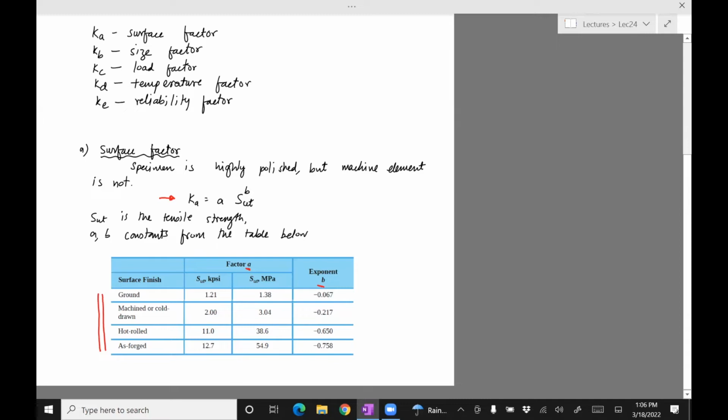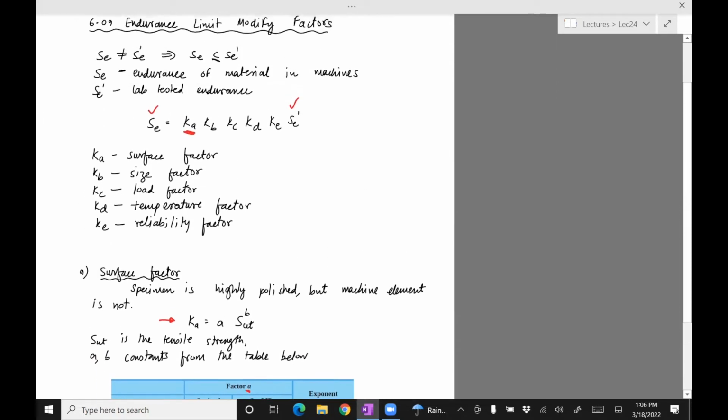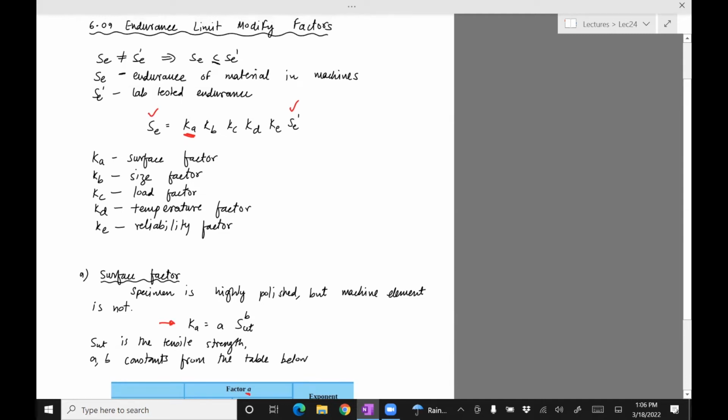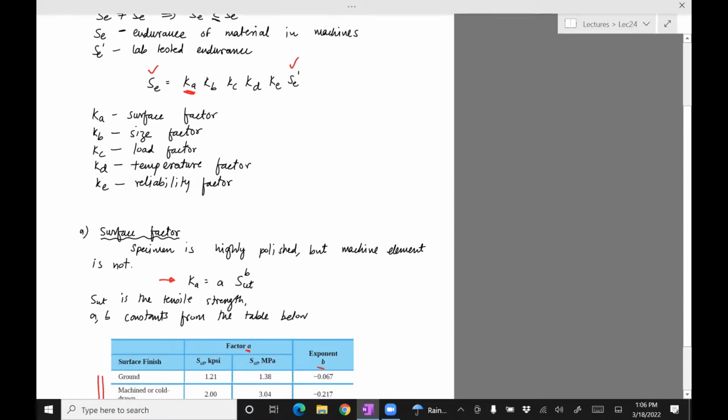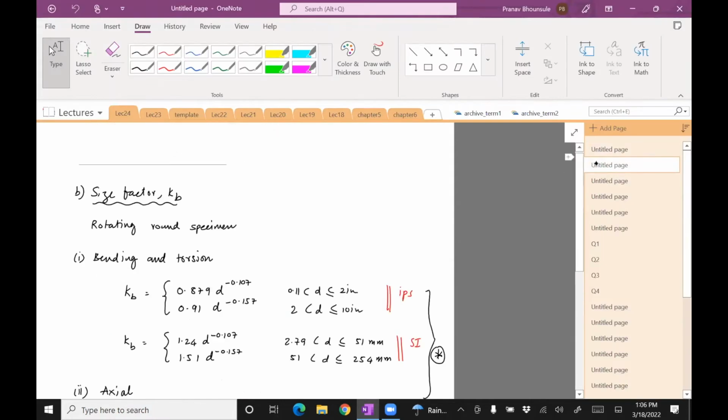So this is just one factor. If there's another factor, for example the size factor, then you'll use Kb and then Kc. So you need to figure out what the factors are which are different from the laboratory specimen. So that's just one. Here's the second one.